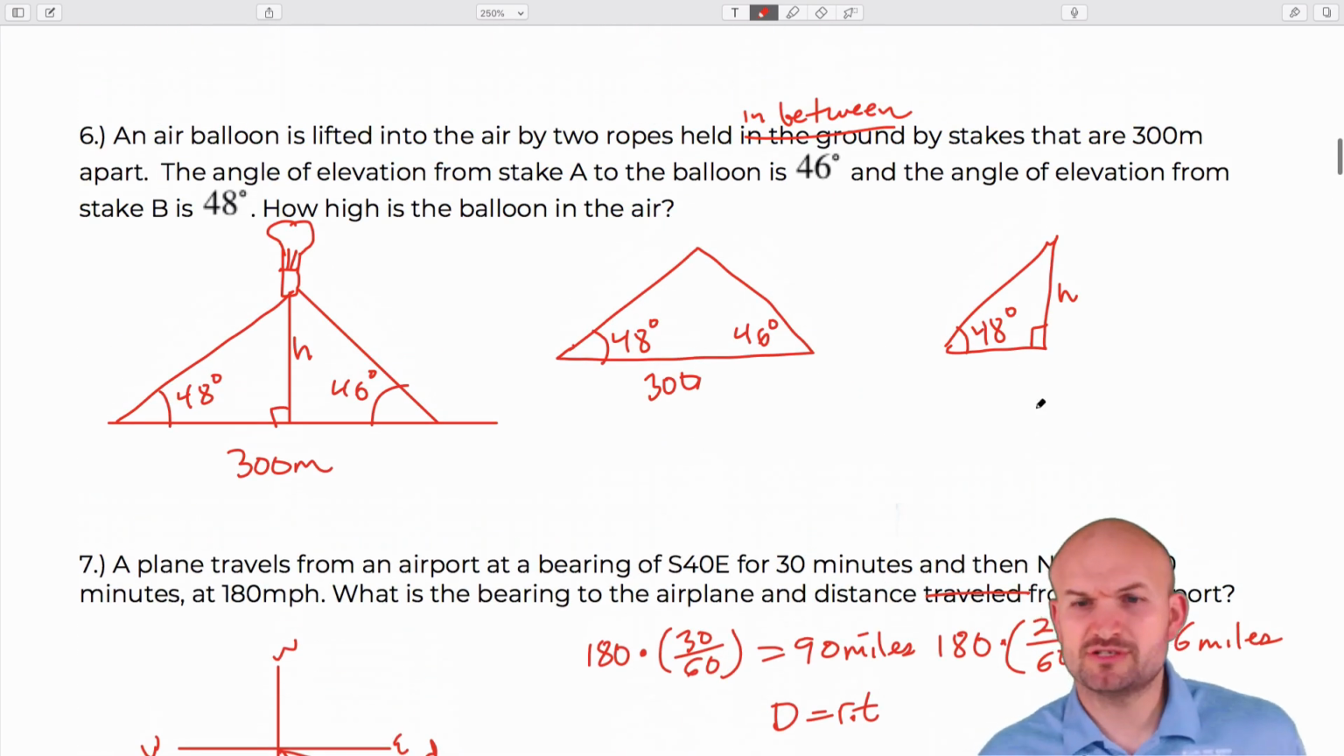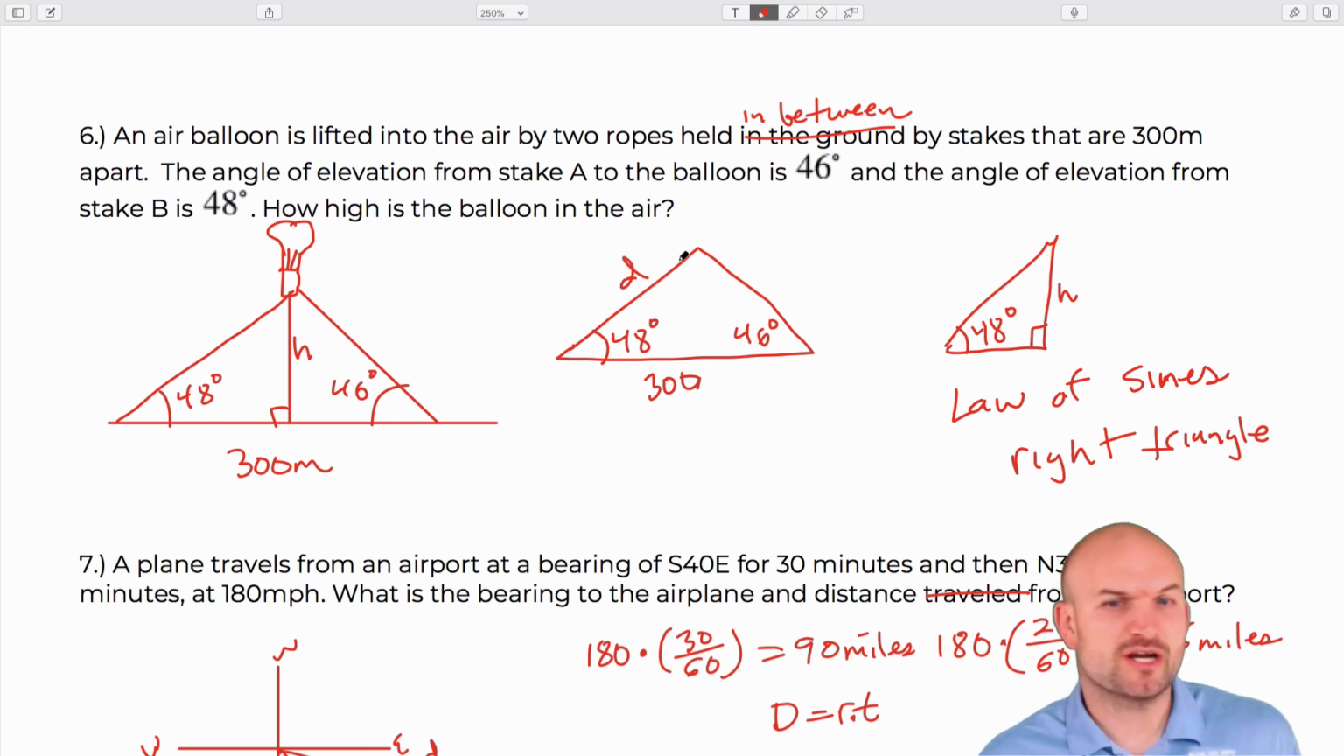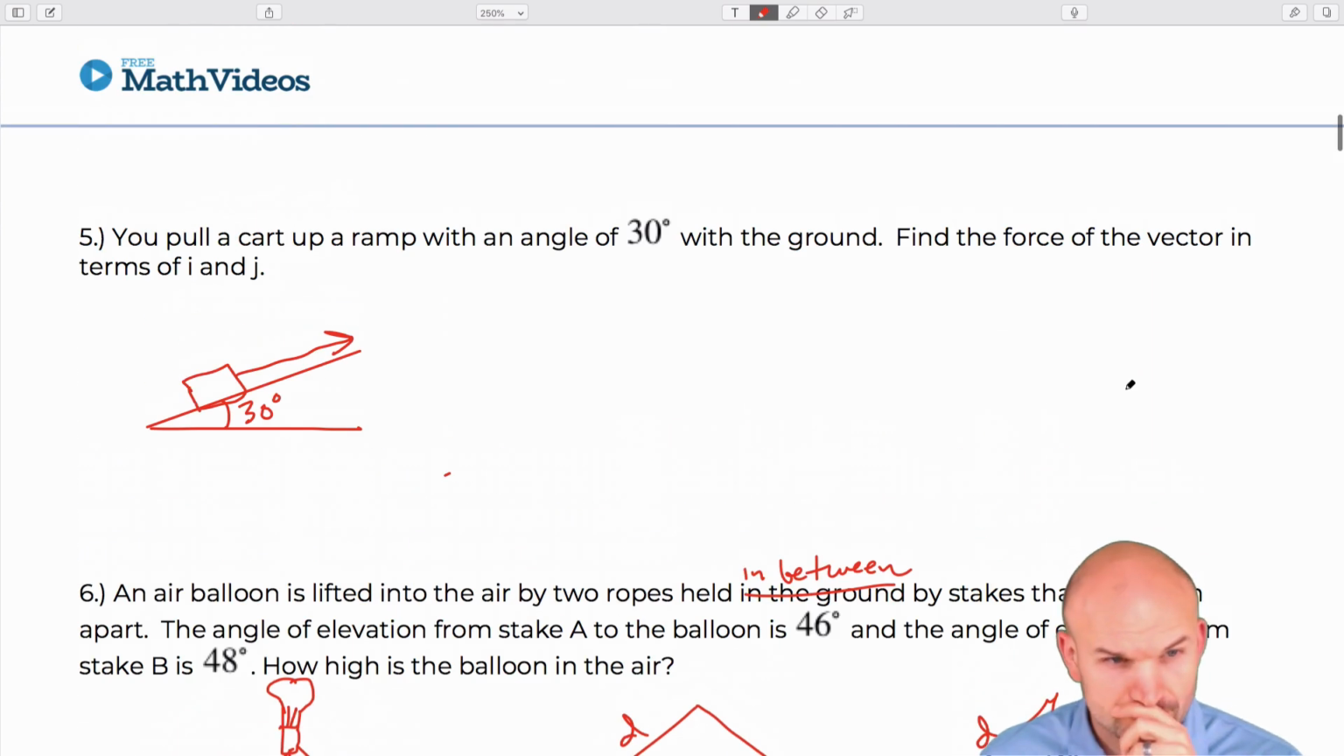The next one is going to be the law of sines, and you're going to be finding the height. So we'll use the law of sines. And we're also going to use right triangle trigonometry. So we're actually going to have two of them because you need to be able to figure out one of these sides. Okay, it doesn't matter which one you figure out, but you need to be able to figure out one of those sides to be able to solve for the height.